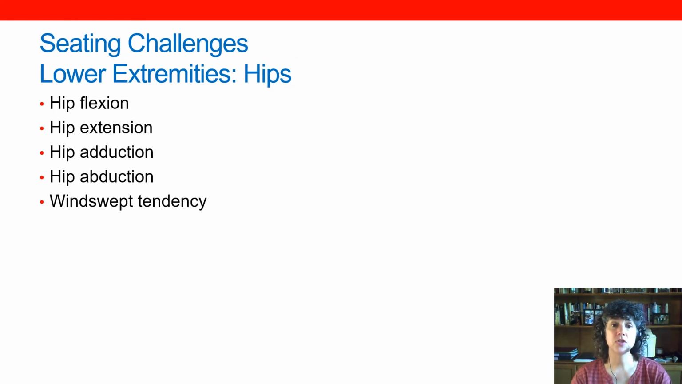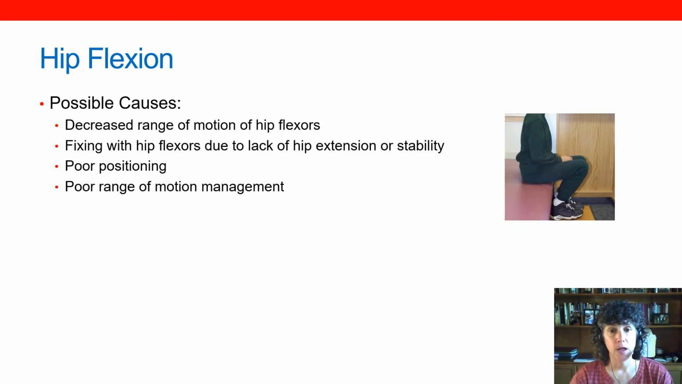Let's move down to the lower extremities, and we're going to start with the hips. At the hips, we may see in people with increased tone issues with hip flexion, hip extension, hip adduction, hip abduction, and a windswept tendency. Let's start with hip flexion.